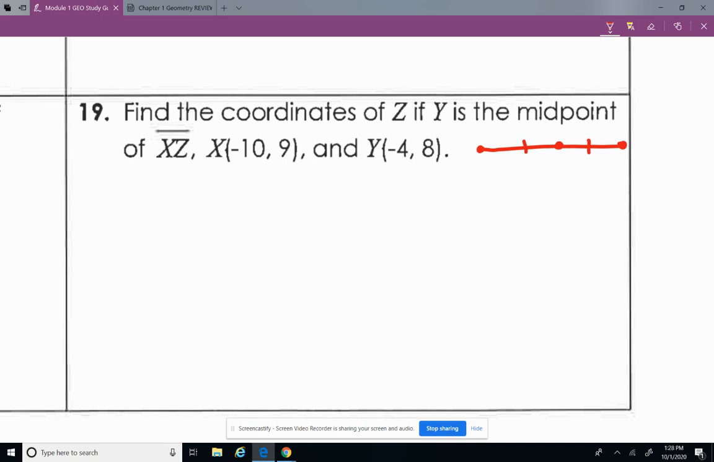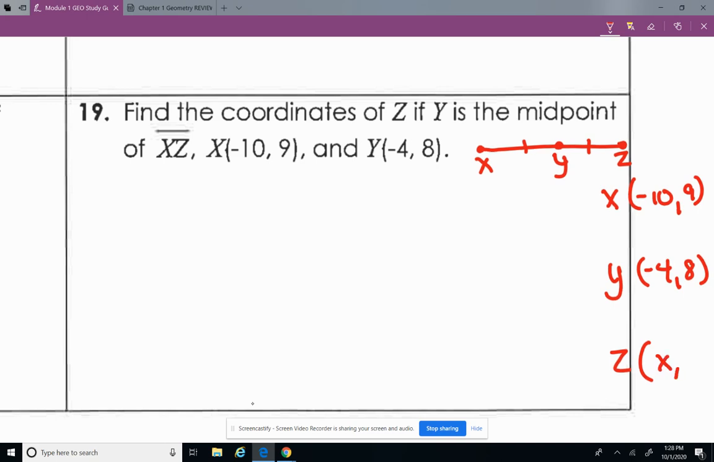I'm going to look. Find the coordinates of Z. Okay, I'm going to let this one be Z, if Y is the midpoint of X, Z. All right, there's my picture. All right, so now let's do some labeling. Okay, I know that X is (-10, 9). I know that Y is (-4, 8). And Z is what they want me to find.